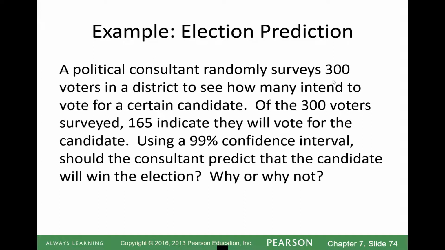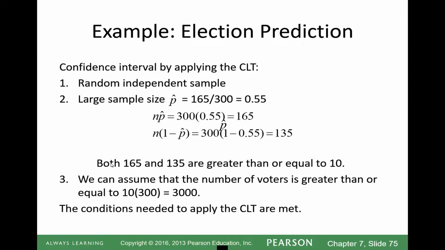And this one here randomly surveys 300 voters. Of the 300 voters surveyed, 165 indicate they will vote for the candidate. Using a 99% confidence interval, should the consultant predict the candidate will win the election? Why or why not? So, check to see if we can apply the central limit theorem here.